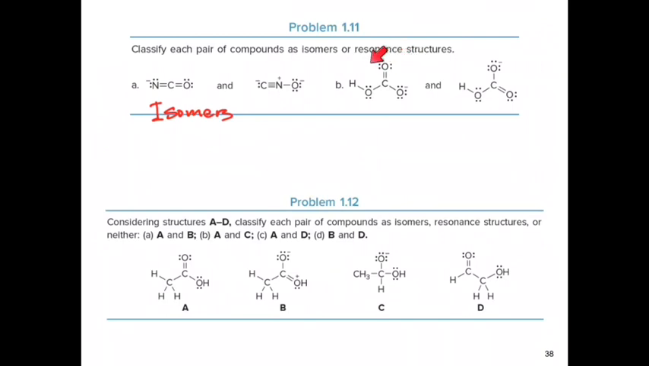The second problem here, we have all the atoms in the same spot, the same location. The only thing that's different between the two structures is the location of the double bond, right? So with this structure, the double bond is connected to this oxygen on top, whereas on the second structure, it's in another oxygen. And so because these two have the same atomic arrangement but different electronic arrangement, these two are resonance structures.